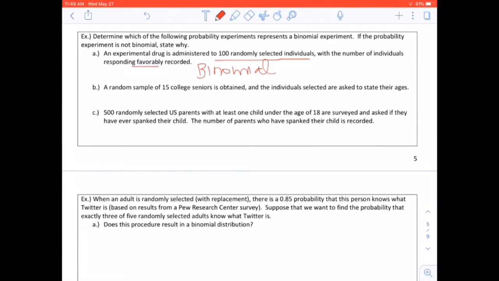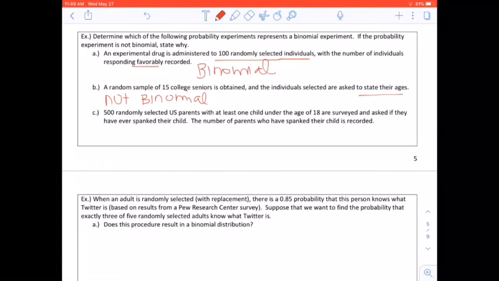And so part B says a random sample of 15 college seniors is obtained, and the individuals are asked to state their ages. So this is an example of one that is not binomial. And the reason why this is not binomial, easiest thing to look at, is that we are asking about ages, and there's more than just two ages. So we don't just have two outcomes. We have quite a few outcomes. So there's more than two outcomes for part B.